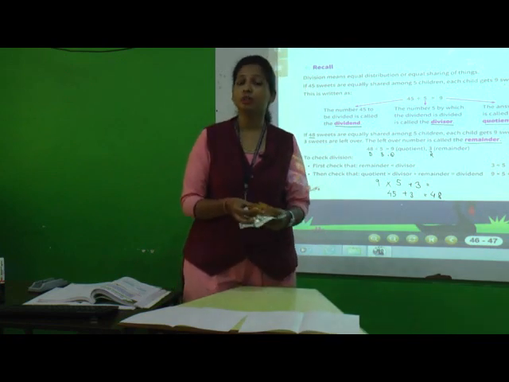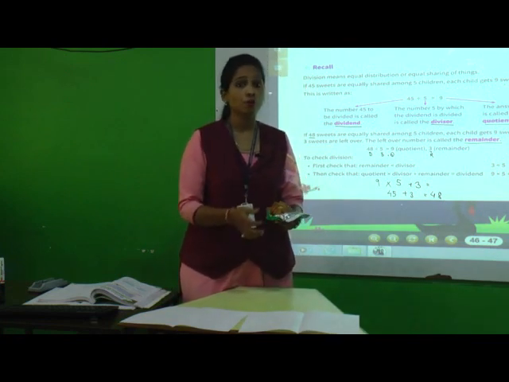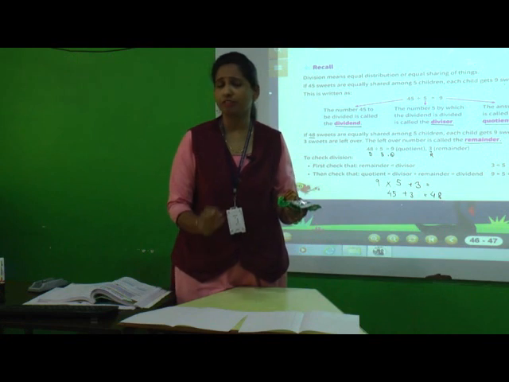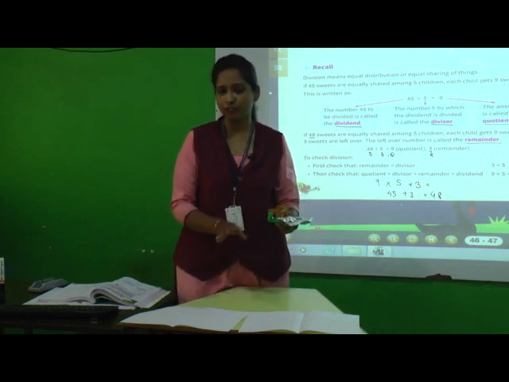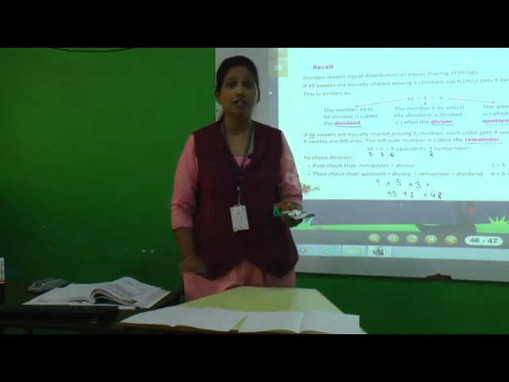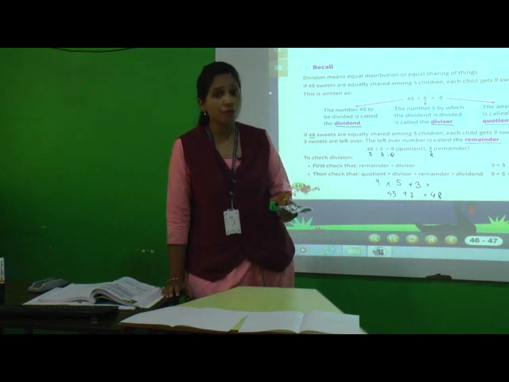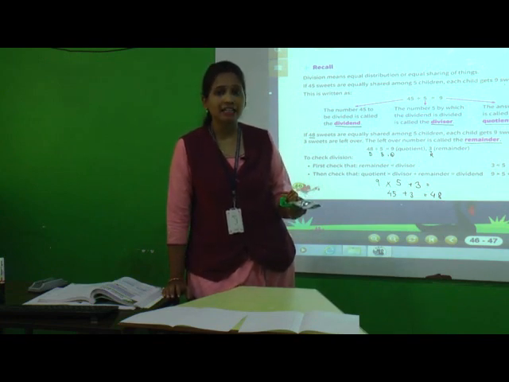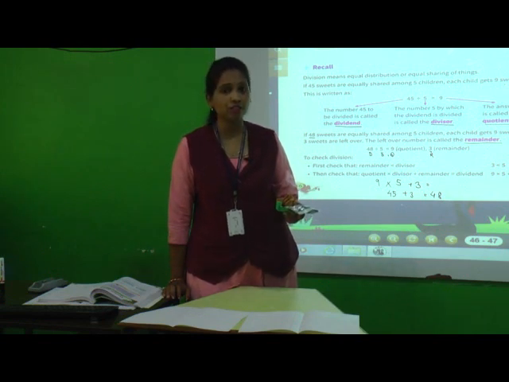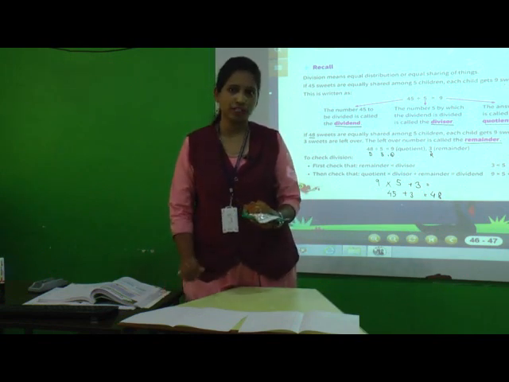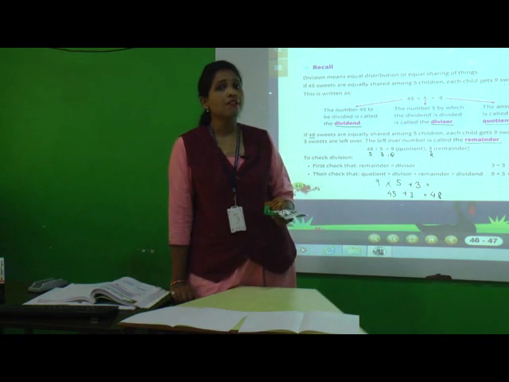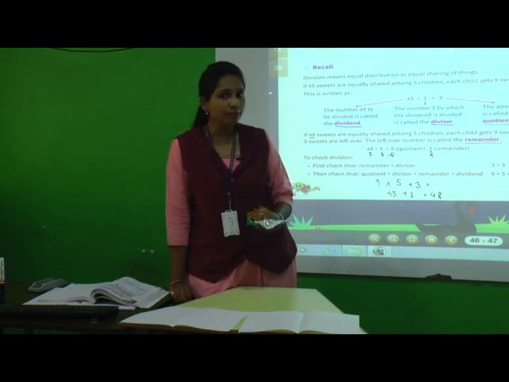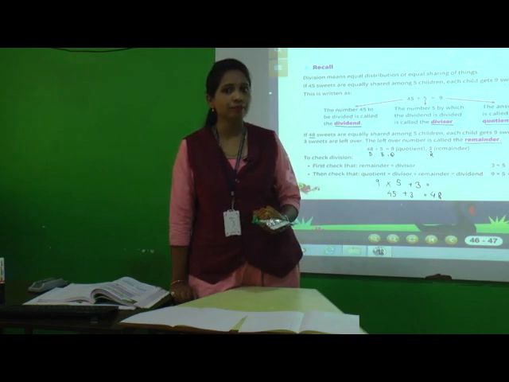So there are 12 biscuits. How many do you want to distribute between 4 students, isn't it? So in this case you have to see 12 divided by 4, because you want to distribute among 4 students, isn't it? So see where 12 will come in the 4 table, students. Tell me where 12 will come in the 4 table.